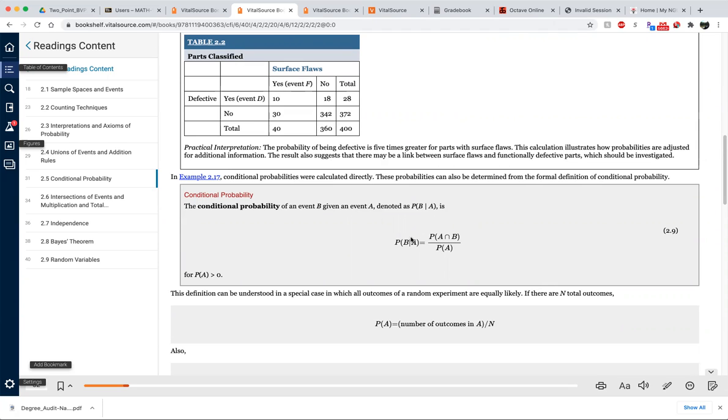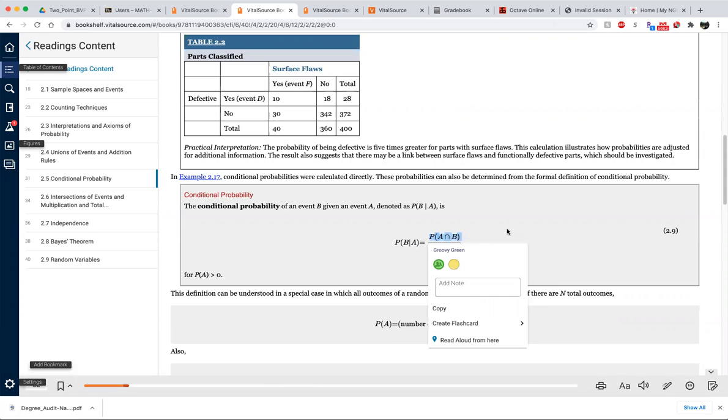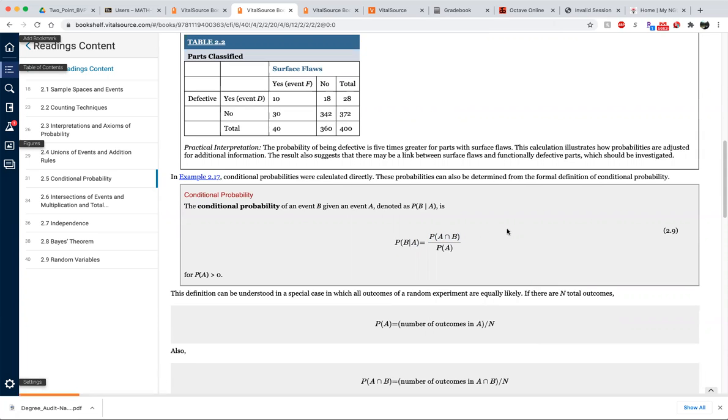Sometimes the conditional probability is given, and we know P of A, and we don't know the numerator, the probability of A intersection B. Then we can use this formula by isolating the numerator, the probability of A intersection B. So we'll see this one in section 2.7 and 8, by the way.